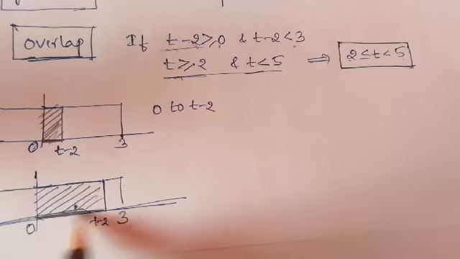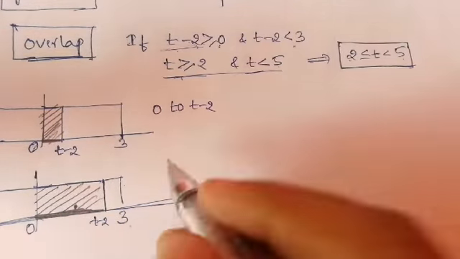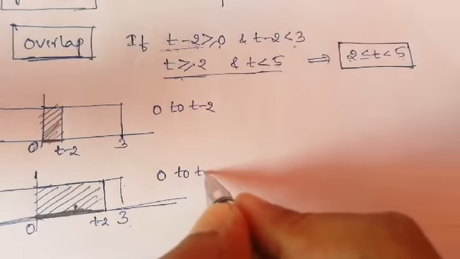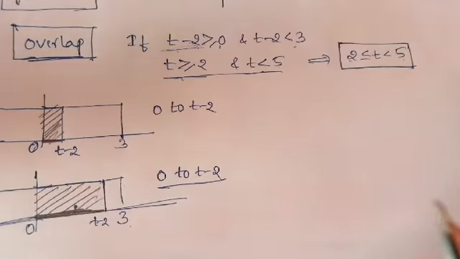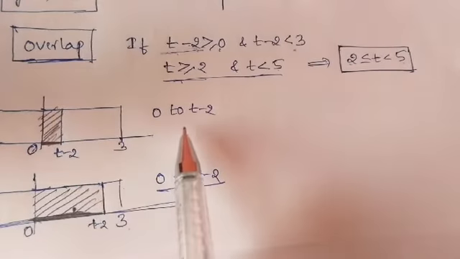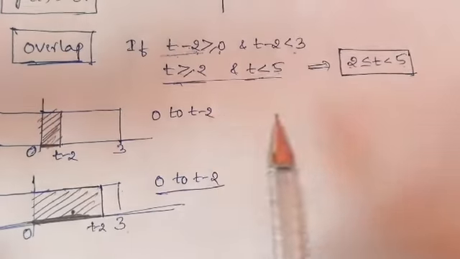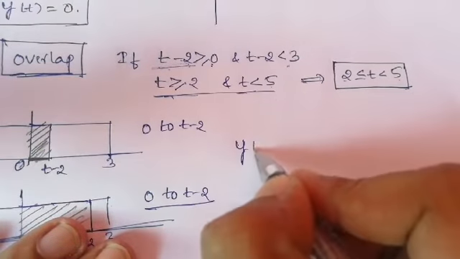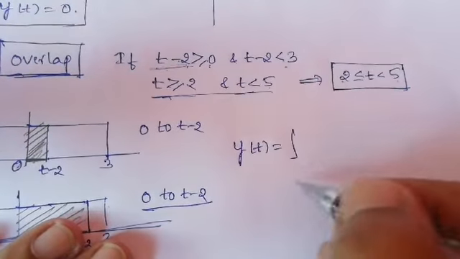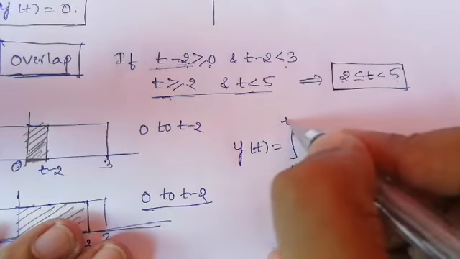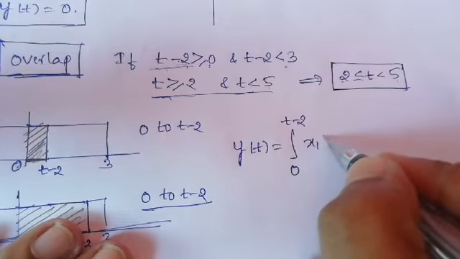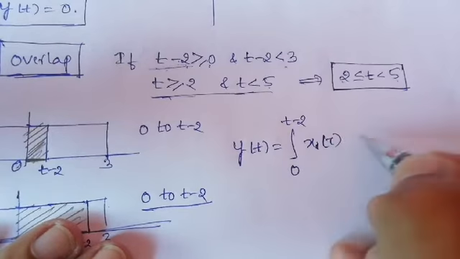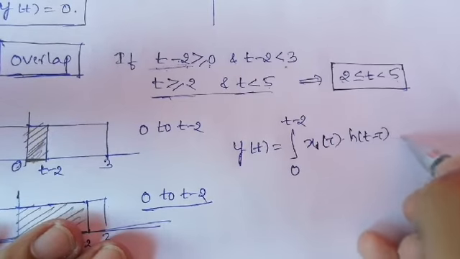So from where to where? Once again from 0 to t minus 2. Here also we are getting 0 to t minus 2. Anywhere you place t minus 2 between 0 and 3, the limits become the same, that is 0 to t minus 2. So hence we can write in the formula, y of t equal to, instead of writing minus infinity to plus infinity, 0 to t minus 2 x of tau into h of t minus tau d tau.